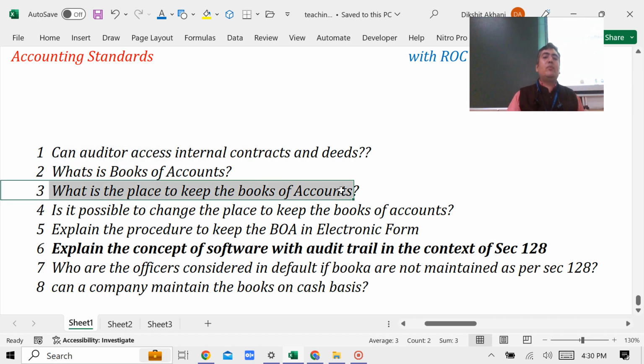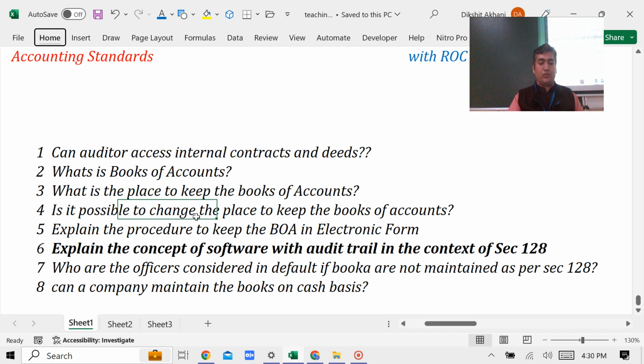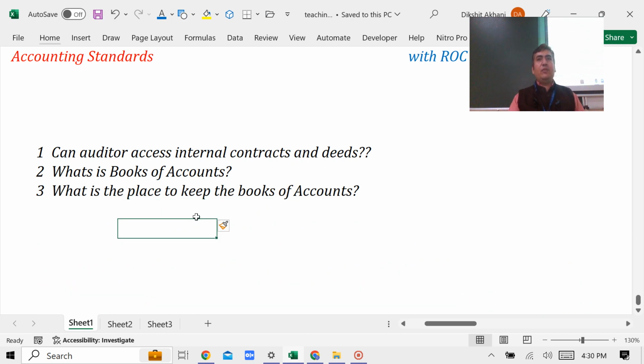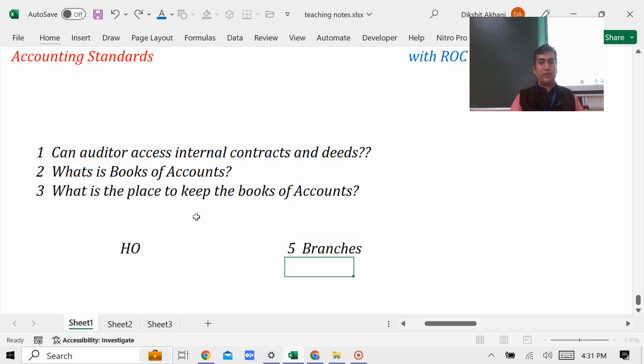Third, what is the place to keep the books of accounts? Okay, the question goes like this. Suppose a company has three places. The first is the HO. Second is the 5 branches. And third one is the registered office. So my question to you is, where shall the books of accounts be kept? You have these three options.